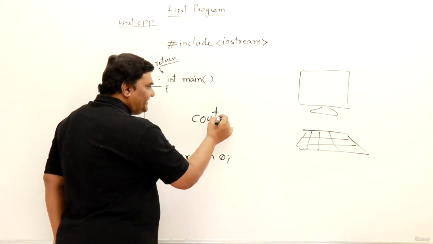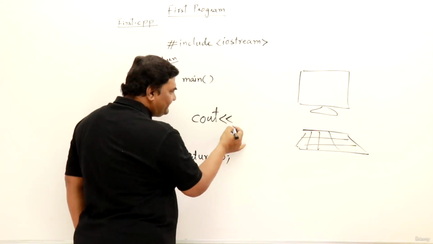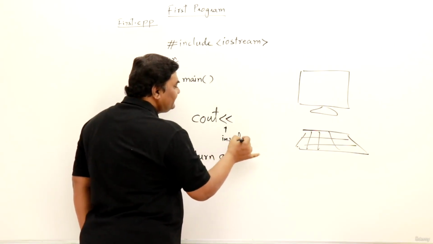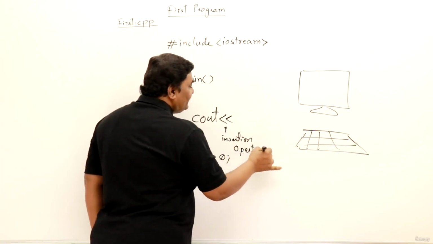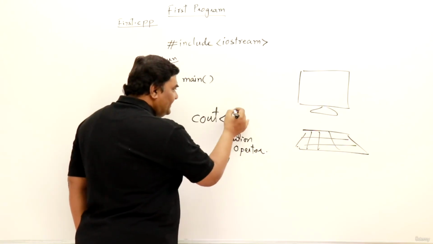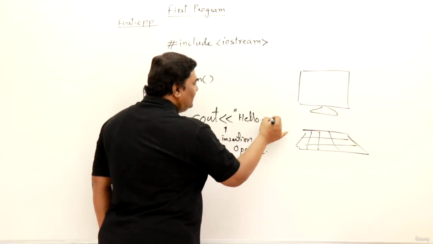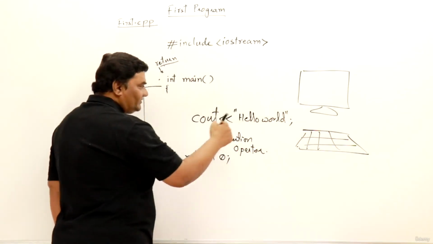As I said, we will be printing hello world. So we have to use these two angular brackets. This is called the insertion operator. We have to use this one for printing anything. Then here inside double quotes, I will say hello world. Whatever message you have to print, you have to give it in double quotes.